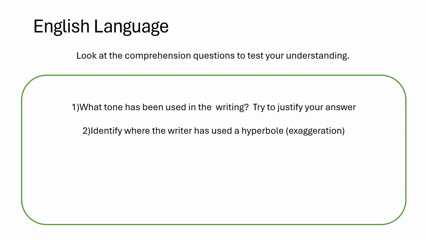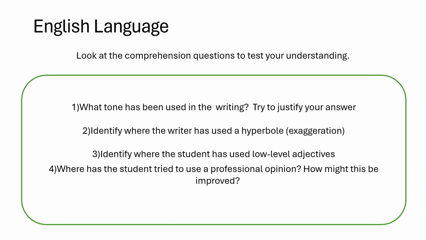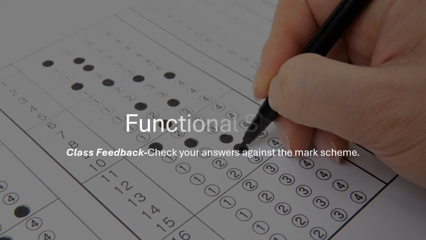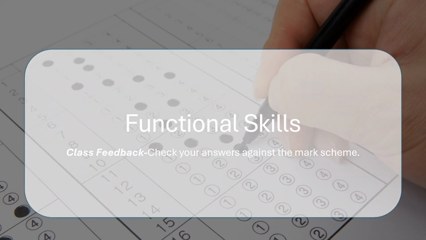Number 2, identify where the writer has used a hyperbole, which also means exaggeration. Number 3, identify where the student has used low-level adjectives. Number 4, where has the student tried to use a professional opinion? How might this be improved? And then number 5, our last question, identify 2 or more ways that the response could be improved. As feedback, check your understanding against the answers below.